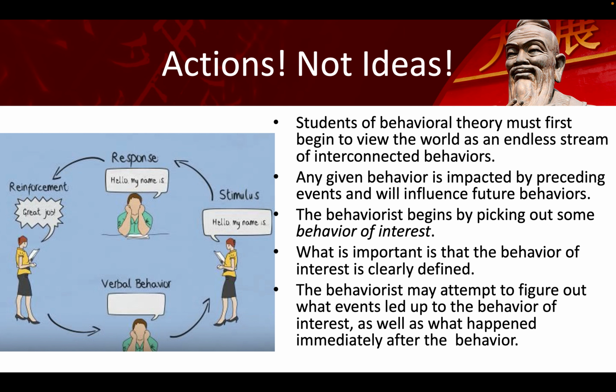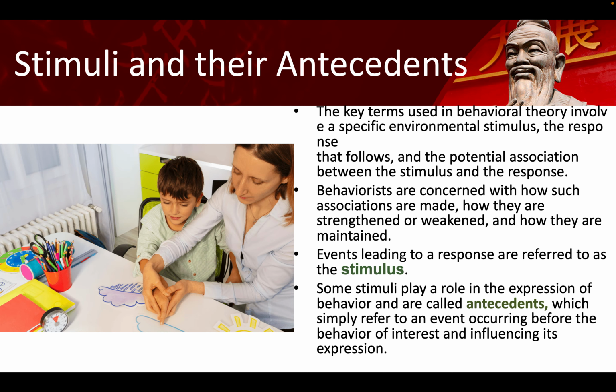Students of behavioral theory must first begin to view the world as an endless stream of interconnected behaviors. Any given behavior is impacted by preceding events and will influence future behaviors. The behaviorist begins by picking out some behavior of interest. What is important is the behavior of interest is clearly defined. The behaviorist may attempt to figure out what events led up to the behavior of interest, as well as what happened immediately after the behavior. But remember, all we're looking for is something physical happening. We're looking for behavior. We discount anything that has to do with thoughts or feelings. The key terms used in behavioral theory involve a specific environmental stimulus, the response.